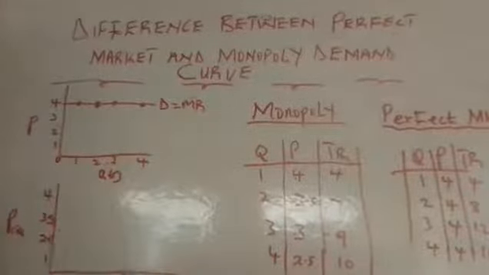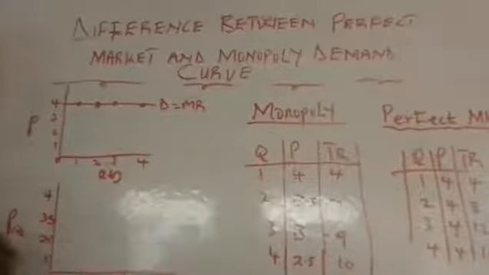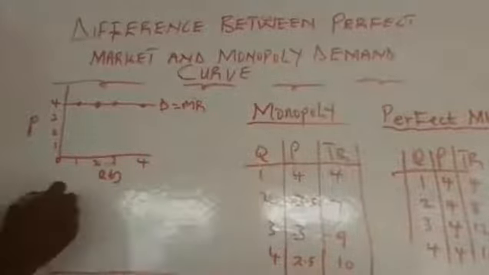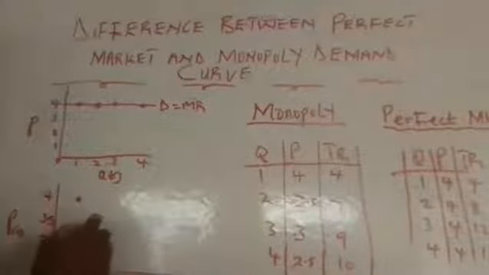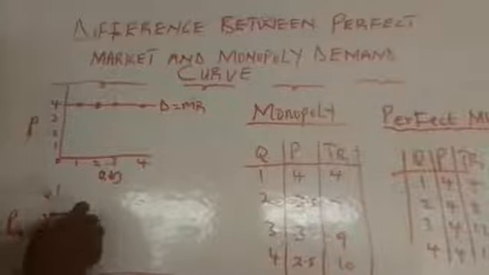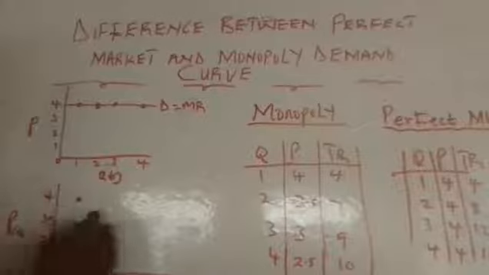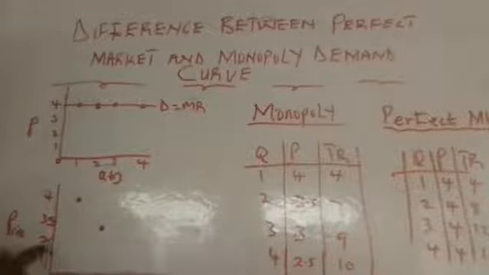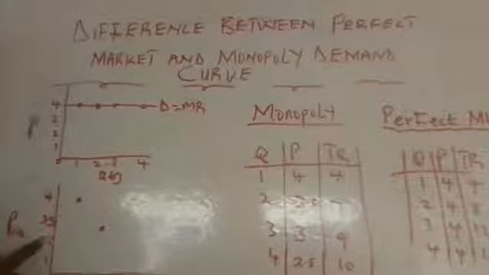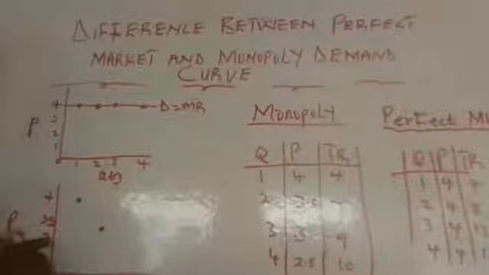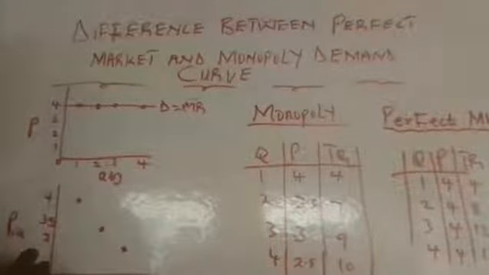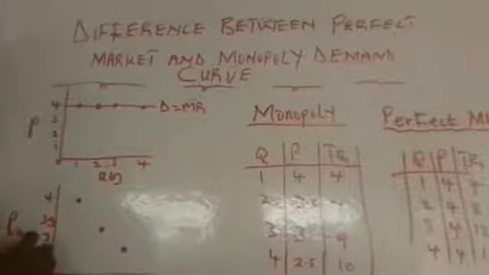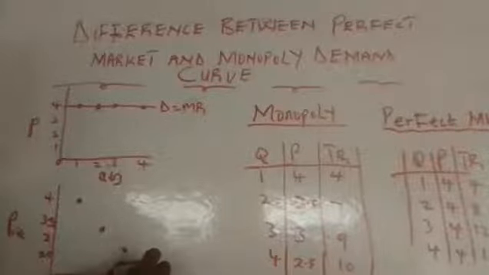If you want to draw that, when price is 4, we consume only 1. So this is the point of intersection here. When price is 3.5, we consume 2. Then when price comes to 3, we consume 3 units. Then when price comes to 2.5, we consume 4 units.